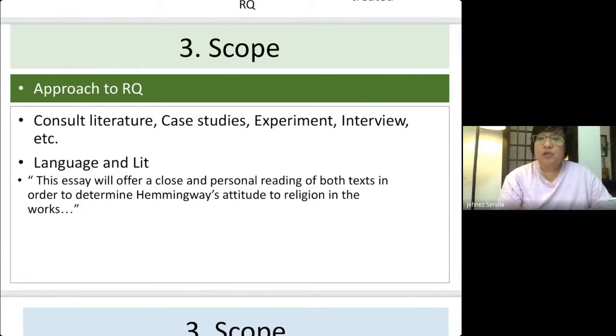Notice for you literature people, your scope is not so much about who the authors are, what the methodology is, or what the business tools are, because your main material is the text, whatever book you're reading. So you will say this is a close and personal reading. If it's two texts, I know Laura is reading two texts, then both texts, and then you talk about what it is about that literary work you're trying to investigate.